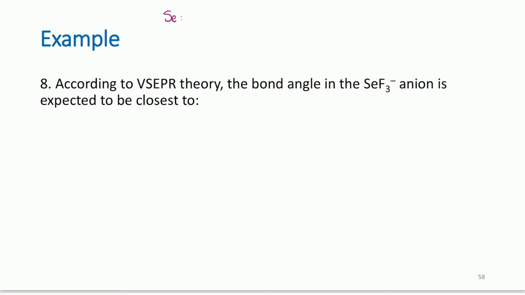I know selenium is underneath oxygen on the table, so it has 6 valence electrons. I have 3 fluorines, 3 times 7 valence electrons. That's 21 plus 6 is 27. Plus a negative charge gives me 1 extra valence electron. Overall, 28 valence electrons.